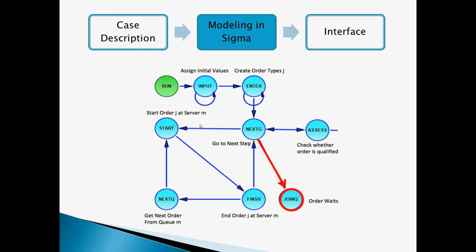If at any given time there is no server available, the order will join the queue node. Subsequently, as servers become available, the order will move from there. Once an individual order is complete, it will move to the Assess node. Here we determine whether or not this order will be part of the 5% of bad production that we are assuming.